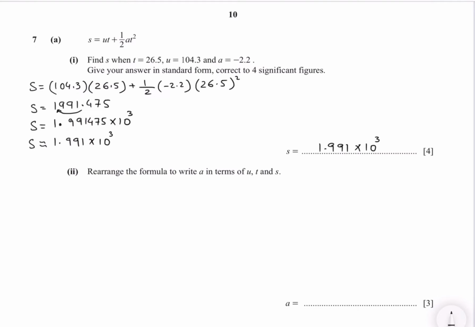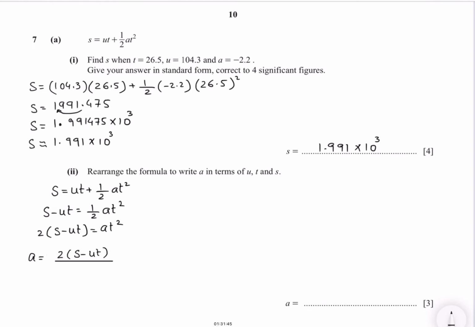Rearrange the formula to write A in terms of U, T and S. So S is equal to UT plus half AT squared. So S minus UT is equal to half AT squared. So 2 times S minus UT equals AT squared. So A equals 2 times S minus UT, whole over T squared. So you have isolated A.